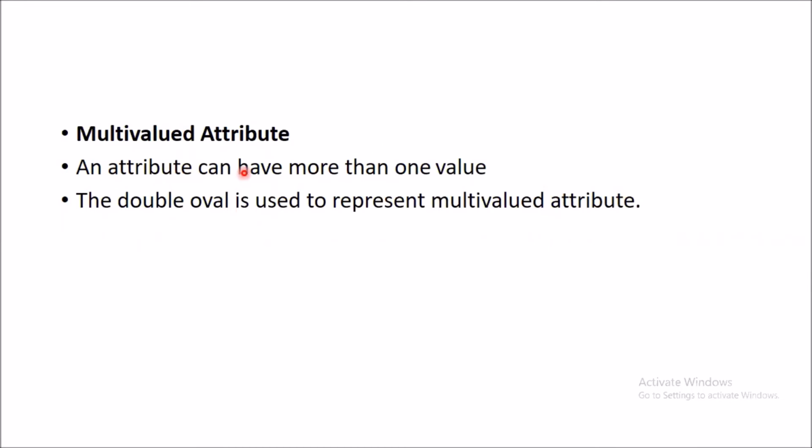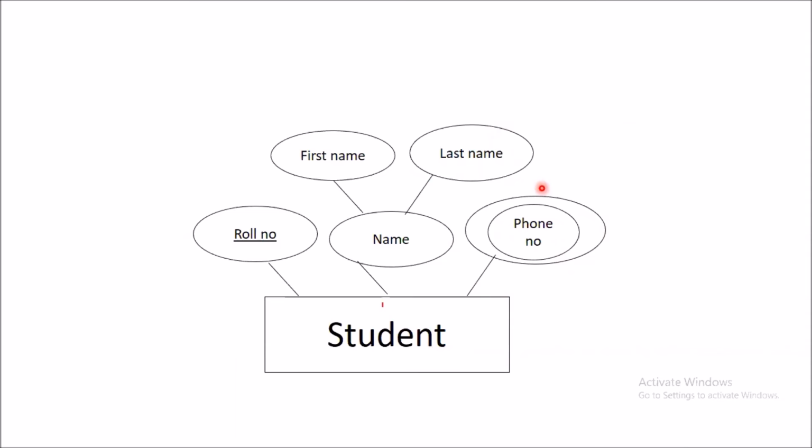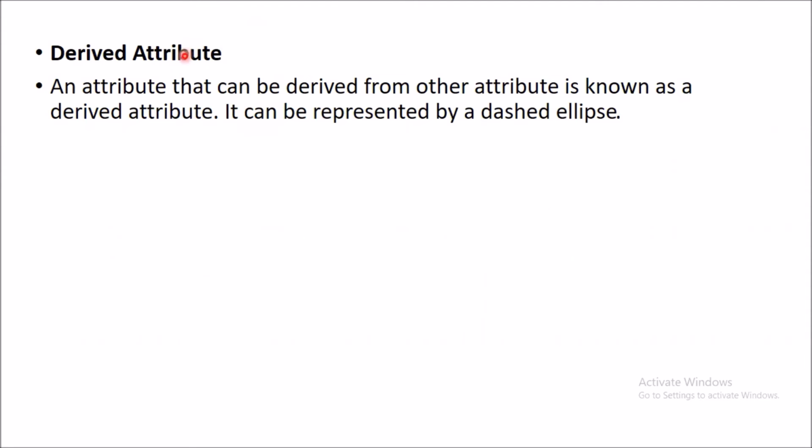An attribute that can have more than one value is called a multi-valued attribute, and we represent a multi-valued attribute with a double oval. Here phone number is a multi-valued attribute because a student can have multiple phone numbers. So roll number is a key attribute, name is a composite attribute, and phone number is a multi-valued attribute because a student can have more than one phone number. The next is derived attribute.